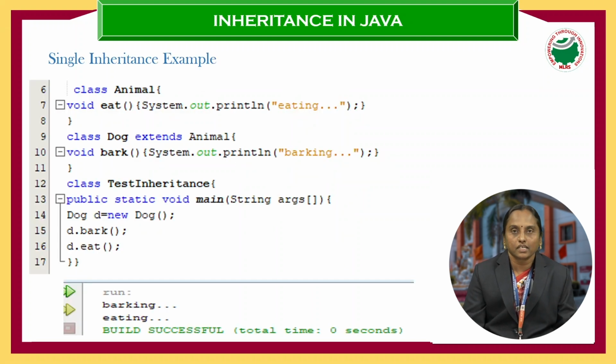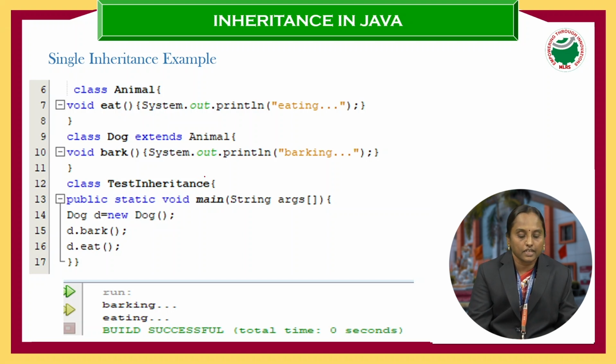This is a simple example for single level inheritance. Here, we create 2 classes. First one is the animal class. From that class, we create another class, that is the dog class. In animal class, we have one user-defined method, that is the eat method. In eat method, we display the message eating. In dog class, we have one method, that is the bark method. We display the message barking.